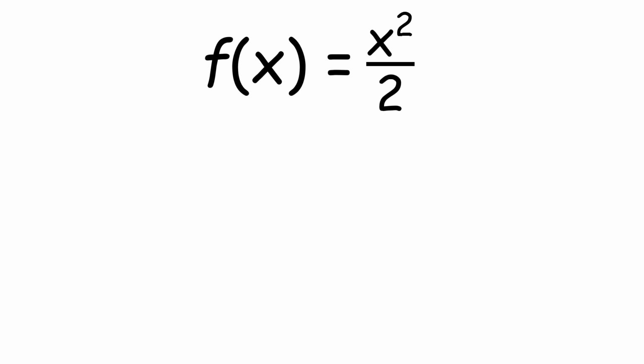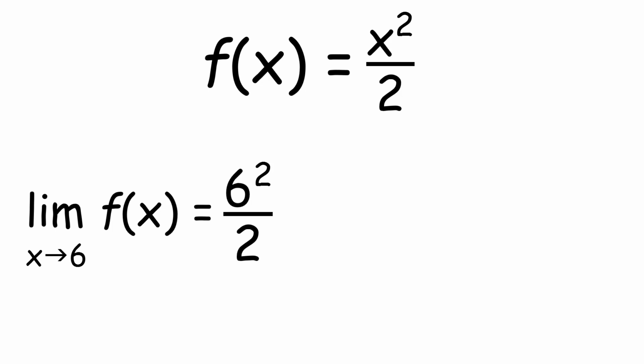You can also find limits analytically by simply substituting the x value that you want to find a limit for into the function itself. In this case, we have a fairly straightforward function that's defined for every real number. To find the limit for an x value of 6, we can just substitute 6 into the function's formula. 6 squared is 36, and when we divide that by 2, we get 18.